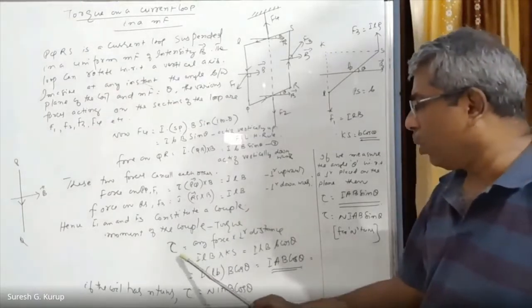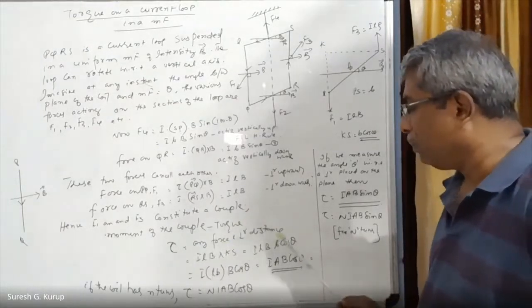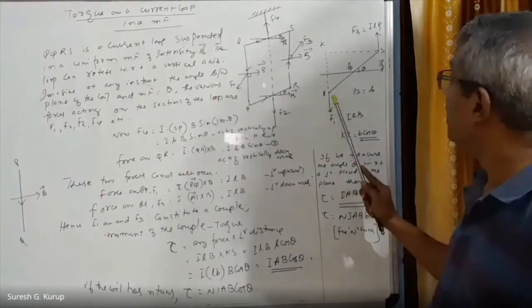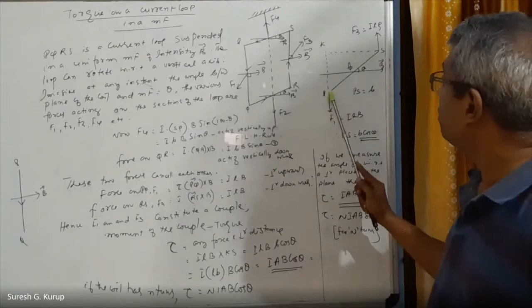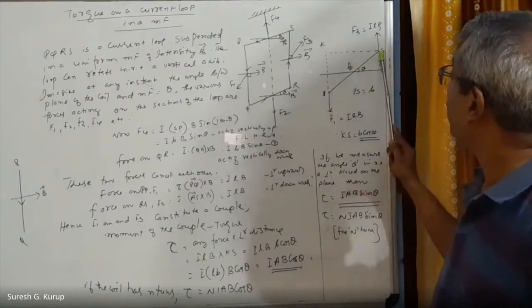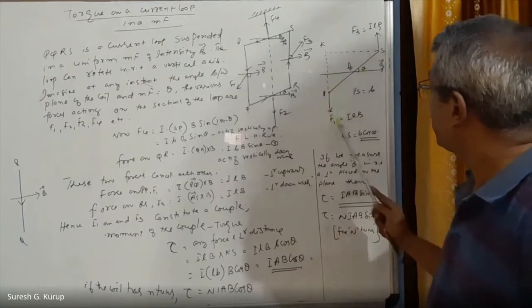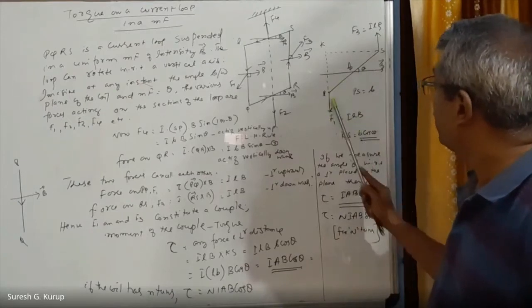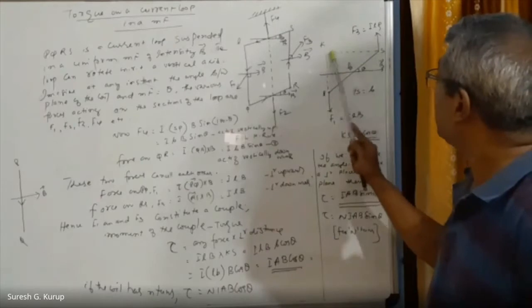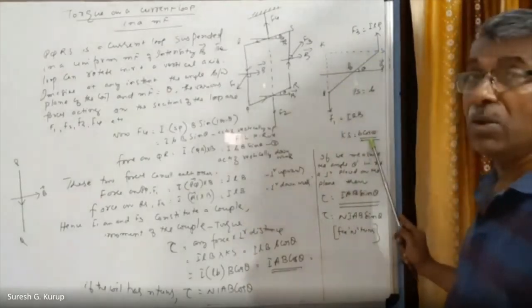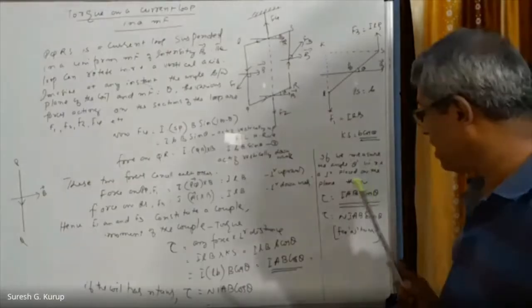That torque, tau, is equal to any one of the forces times the perpendicular distance. That is ILB into KS. In this case, this is the point K and this is the point S. At S the force acting is ILB, and at the other point the force acting is ILB. What is the perpendicular distance between these two forces? That is equal to KS. KS is equal to what? KS is found to be equal to b cos theta. From the figure, it is very clear.